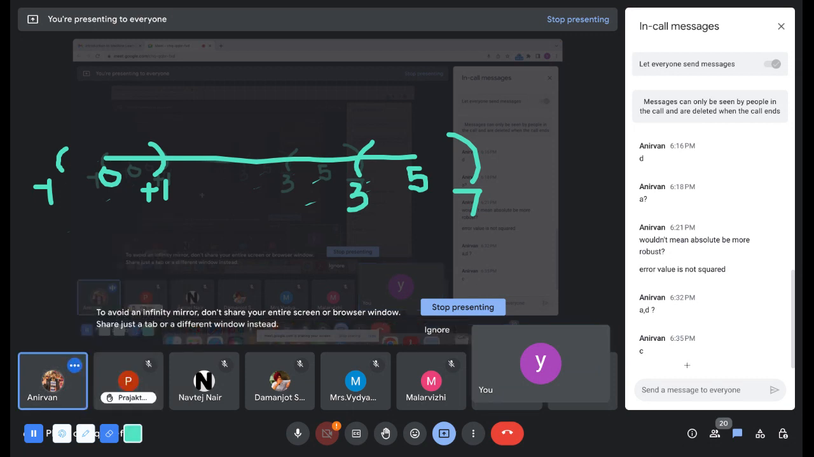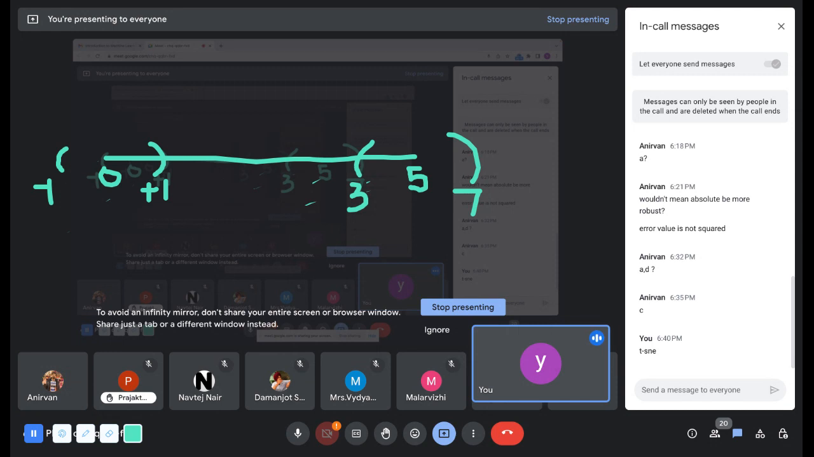Could you spell it? I'll write it in the chat box. t-SNE. So t-SNE is t-distributed stochastic neighbor embedding, a non-linear embedding, whereas PCA is linear, and it gives even much better visualization.